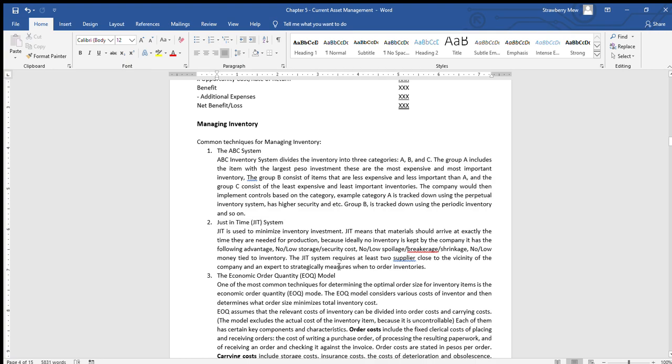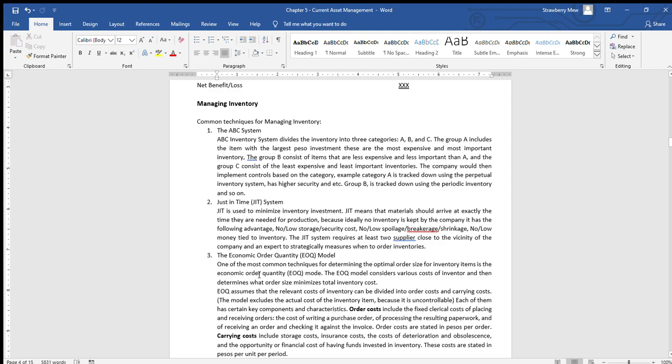While economic order quantity or the EOQ model, it is one of the most common techniques for determining the optimal order size for inventory items. So, the EOQ model consists of various costs of inventory and then determines what order size minimizes total inventory cost. So, ang goal ng economic order quantity model is to minimize total inventory cost.